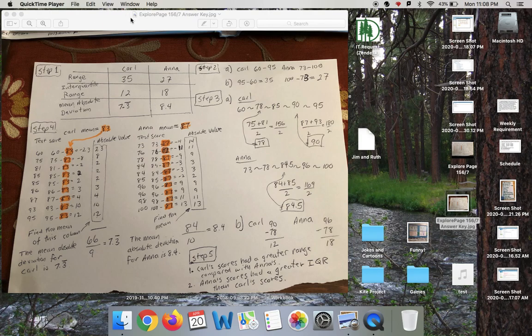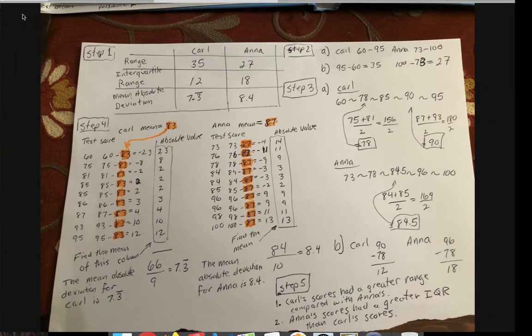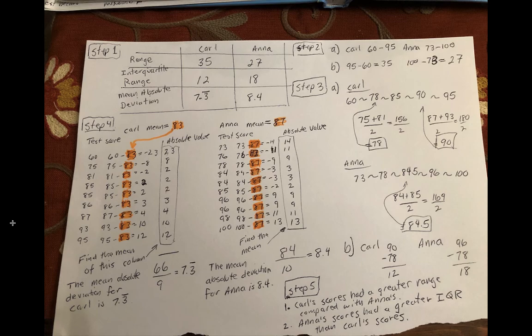This is the explanation of the answer key to the Explore that's on page 156 and 157. Step 1 was to make the table for Carl and for Anna, and that would hold the answers to the range, the interquartile range, and the mean absolute deviation. So I did that right here. These answers weren't in here yet, I just made that table.